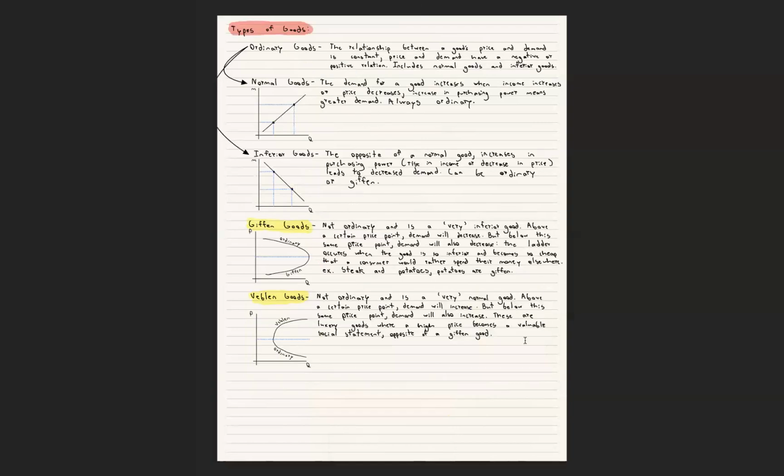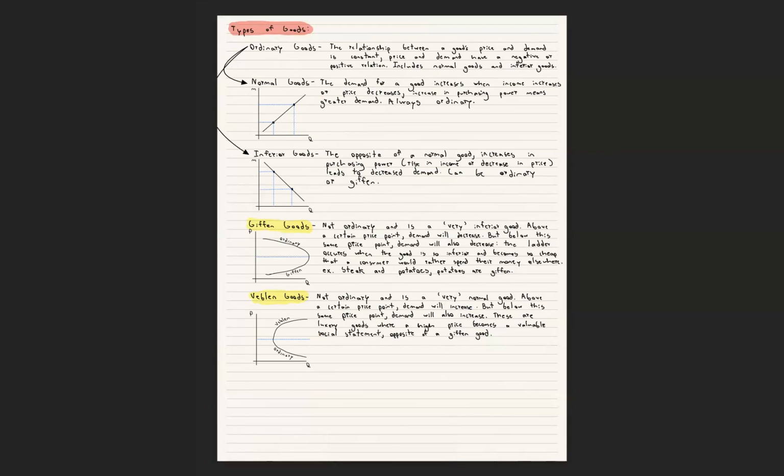Now we'll cover some of the types of goods really quick. You have ordinary goods, normal, inferior, Giffen, and Veblen. Please let me know if you've not covered any of these, because I don't want to waste anyone's time. But for an ordinary good, the relationship between a good's price and demand is constant. Price and demand have a negative or positive relation, and this includes normal goods and inferior goods.